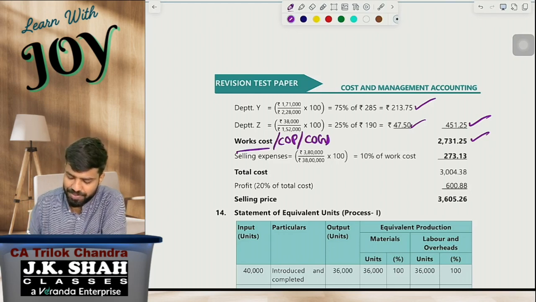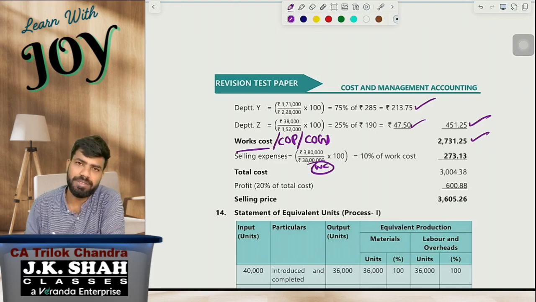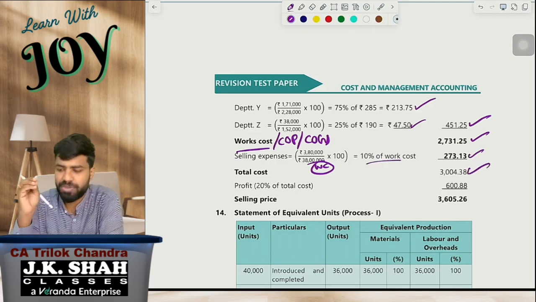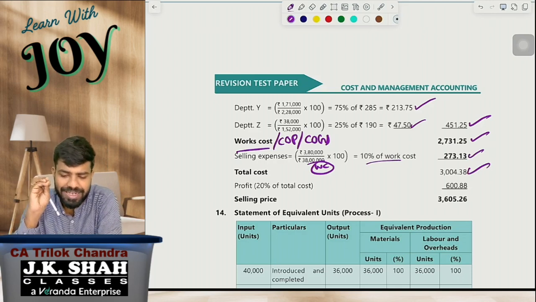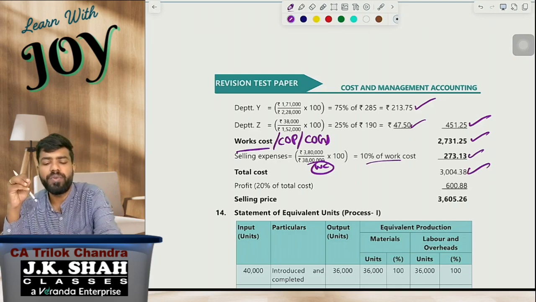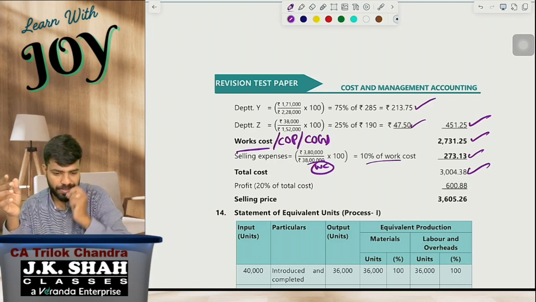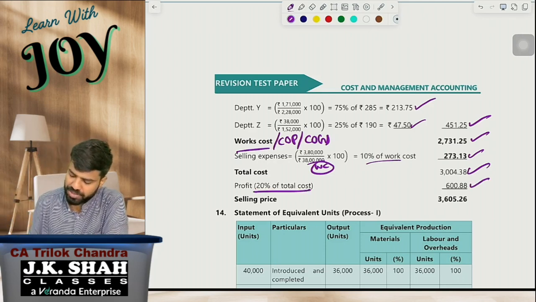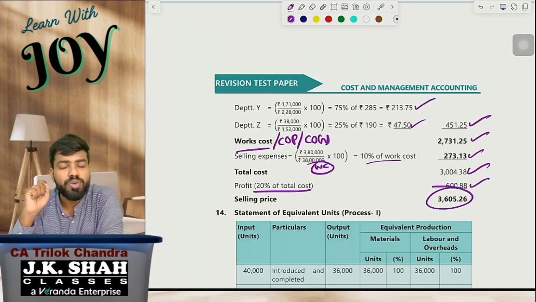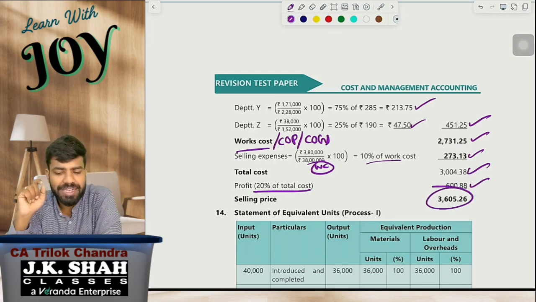To this, add the selling expenses by taking works cost as the base. So 10% of works cost is 273.13. Total cost comes to 3,004.38. And they clearly stated in the question to add a profit of 20% to the total cost. 20% of total cost is 600.88. Selling price is 3,605.26. Are you understanding this?